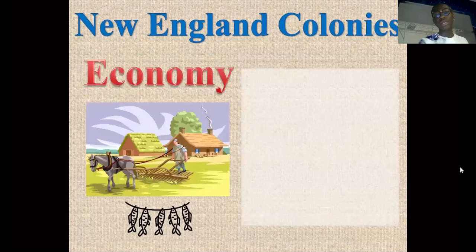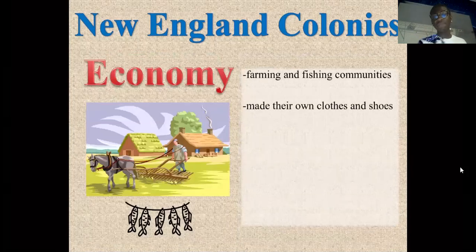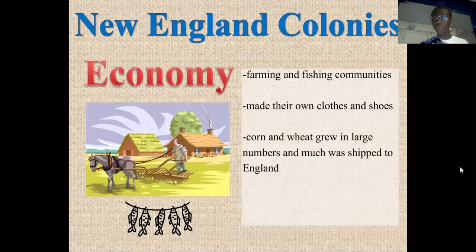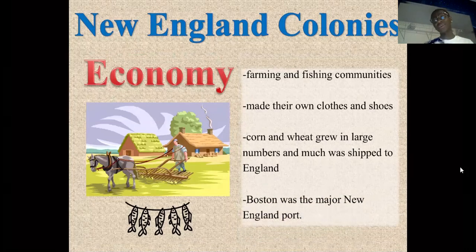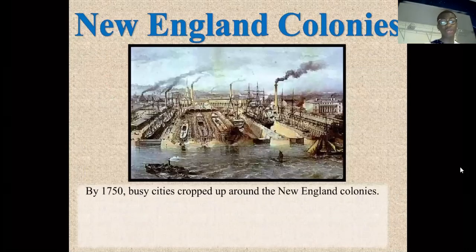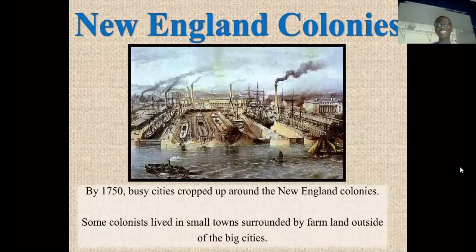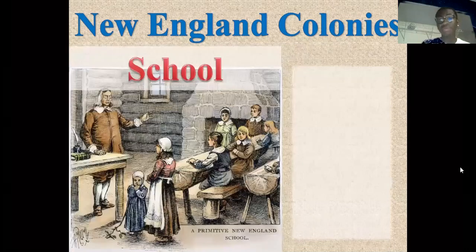Now, here's the economy facts. Farming and fishing communities made their own clothes and shoes. Corn and wheat grew in large numbers, and much was shipped to England. So they're kind of, you know, giving. Boston was a major New England port. By 1750, busy cities cropped up around the New England colonies. Some colonists lived in small towns surrounded by farmland outside the big cities.